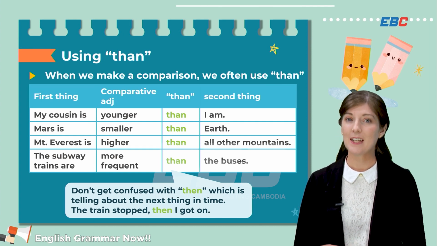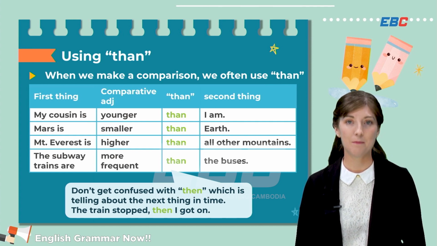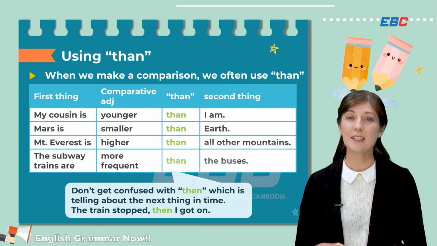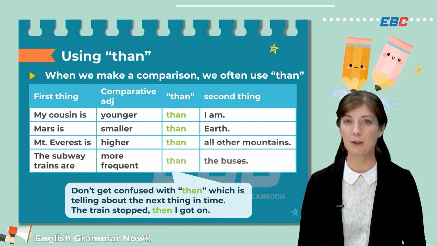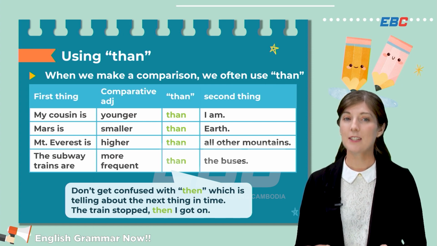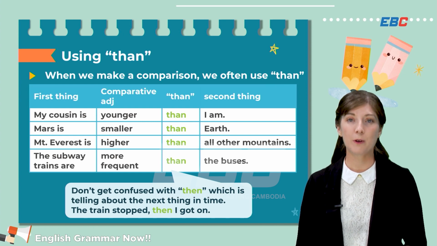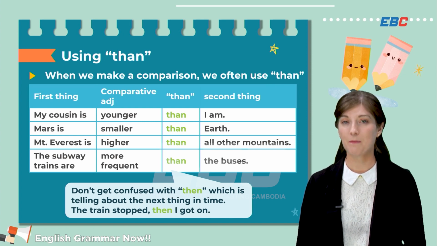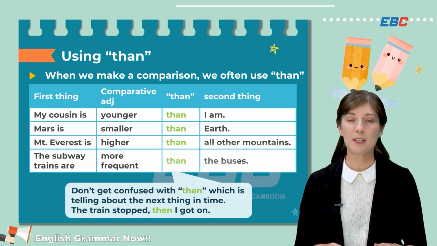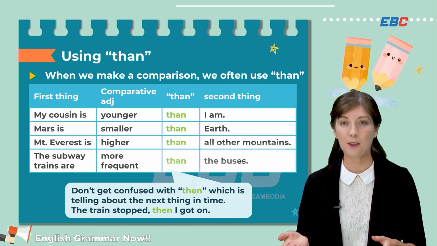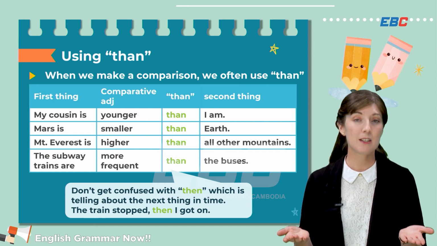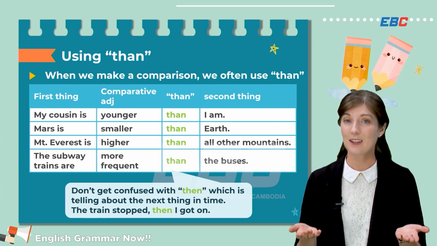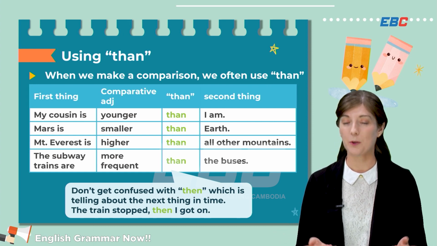My cousin is younger than I am. Mars is smaller than Earth. Mount Everest is higher than all other mountains. The subway trains are more frequent than the buses. So this helps us to introduce the second thing that we are comparing. The first thing is the subject of the sentence. The second thing is what we're comparing it to.